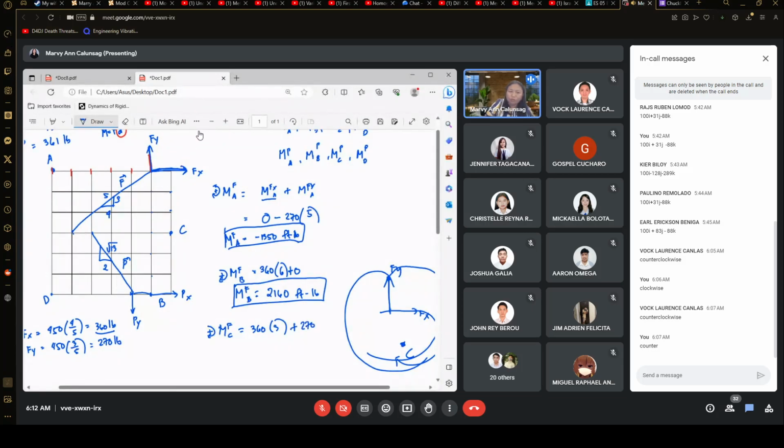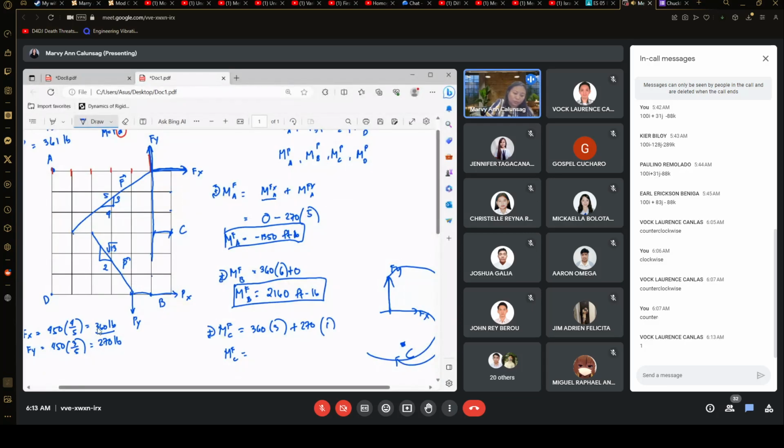What is the moment? Fy, paingon ni C. Dara si Fy. Extend na siya. Mao man ni si C. So, pila man na? 1 times 1. So, 360 times 3 plus 270 times 1. That is 1,350 foot-pound force. And then the last one for F, clockwise rotation as positive.